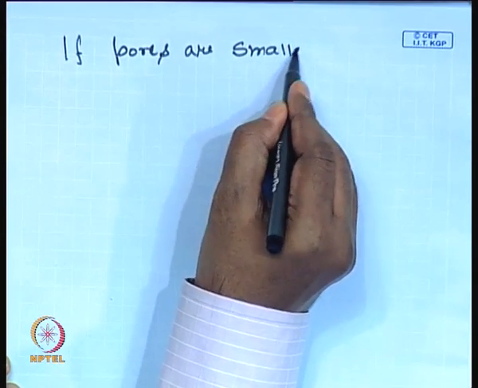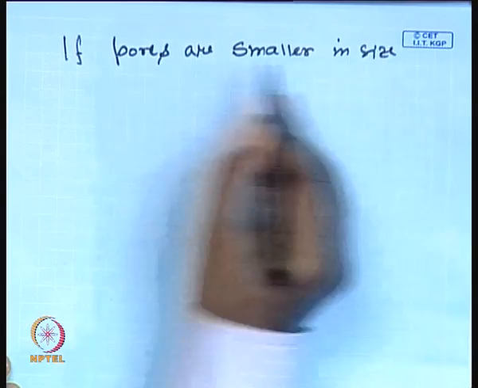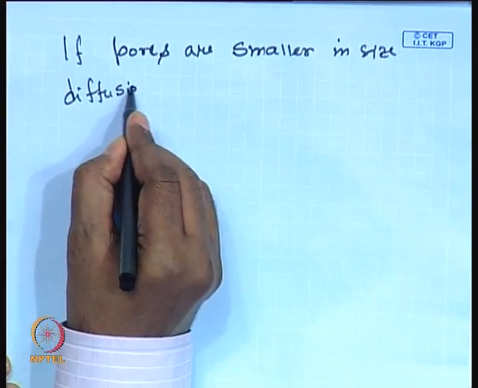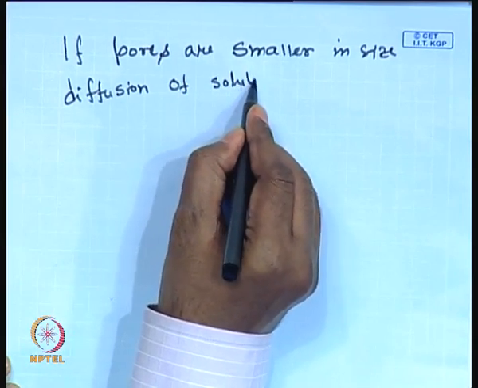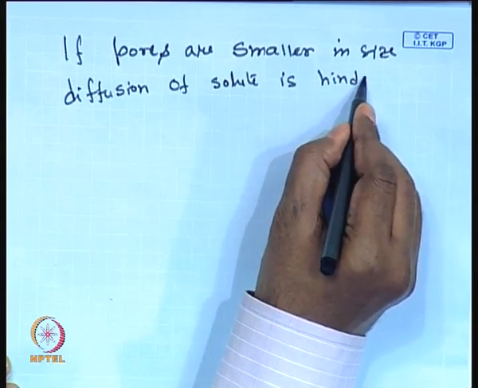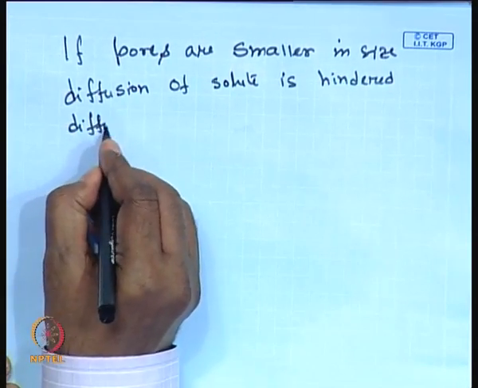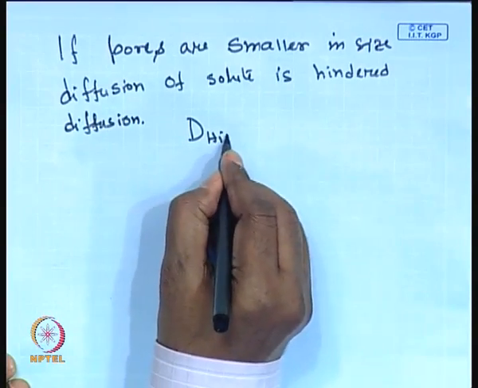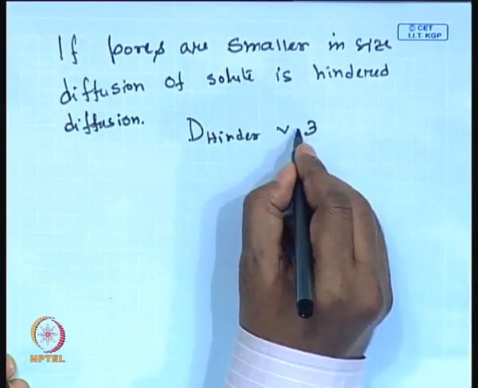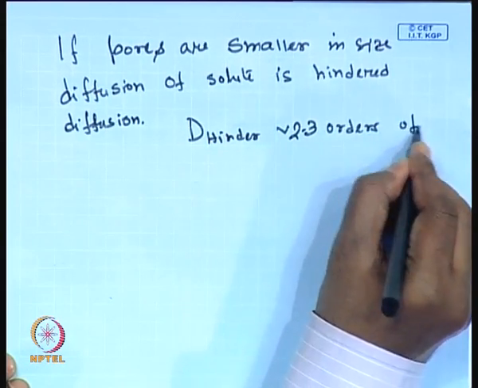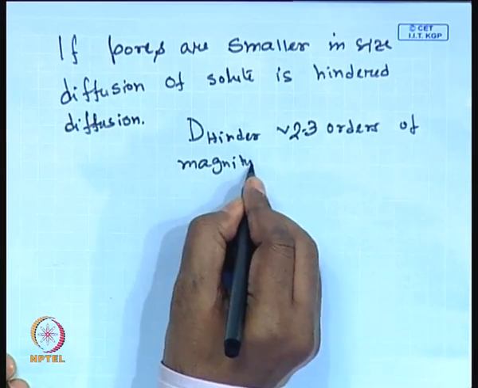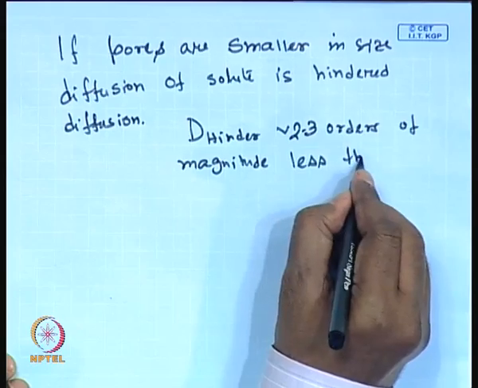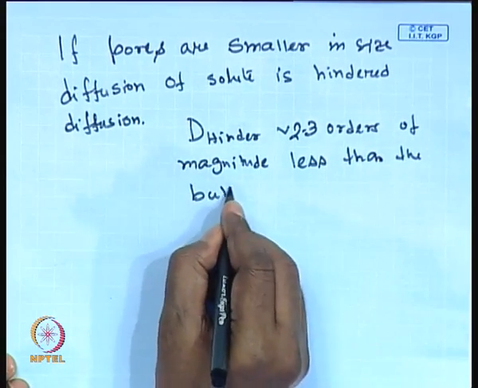If the pores are smaller in size, the diffusion of solute is hindered diffusion. And typically the coefficient of hindered diffusion, that means the hindered diffusivity, will be 2 to 3 orders of magnitude less than the bulk diffusivity. Okay. So, D hindered will be around 2 to 3 orders of magnitude less than the bulk diffusivity.